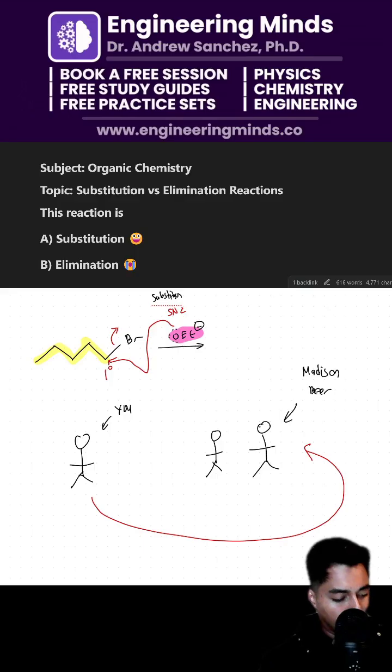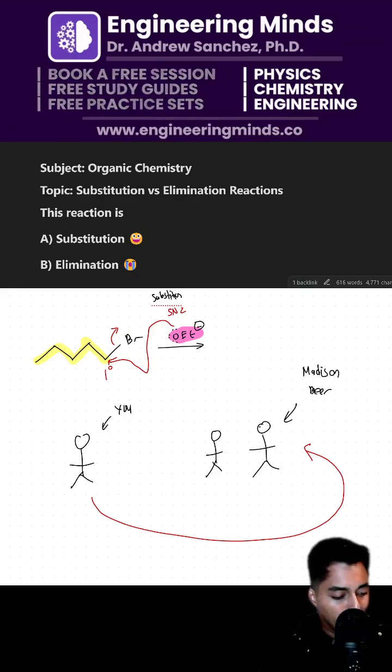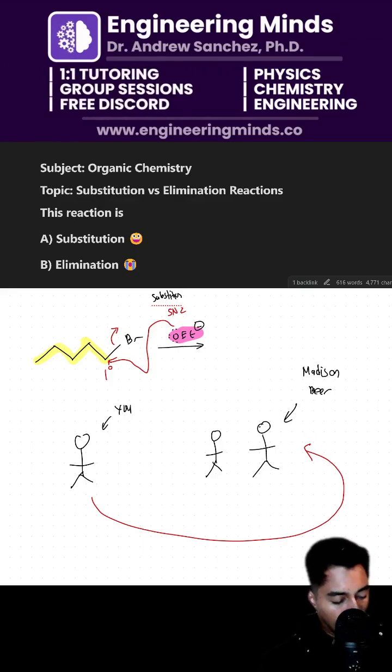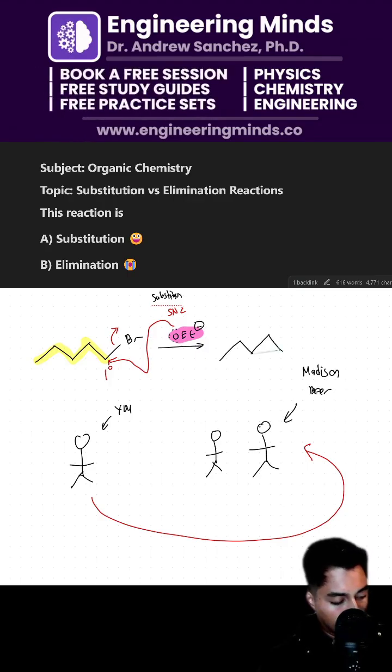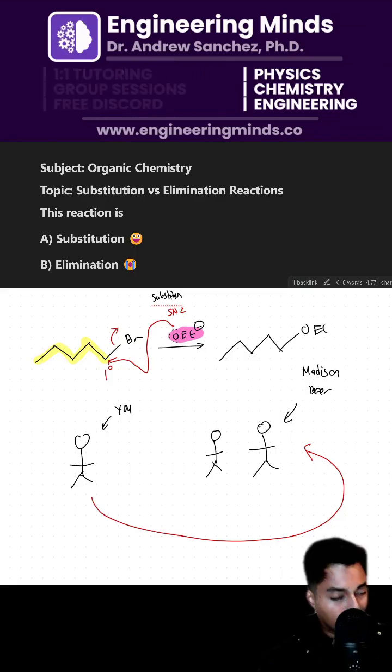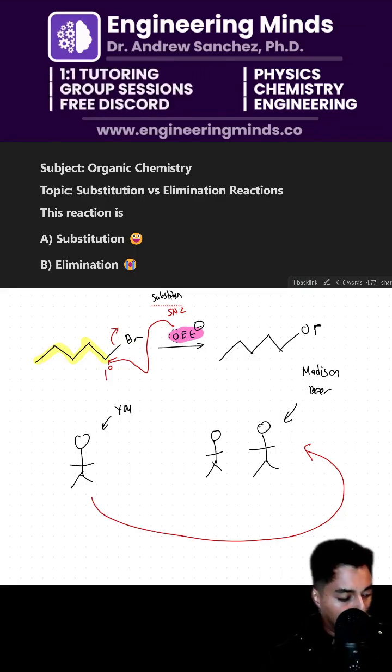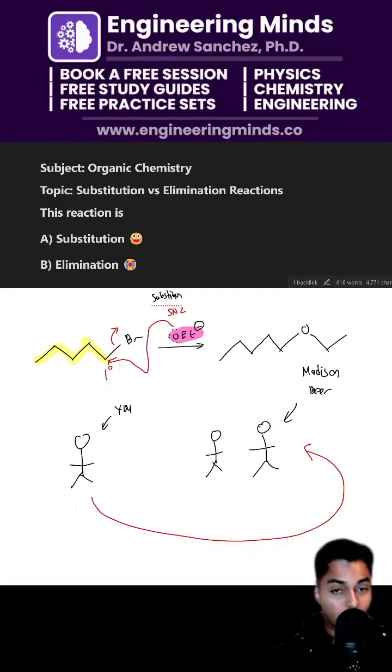So then the bodyguard is going to be gone, and then we're going to form our new product. We're going to have 1, 2, 3, 4, 5, 6, OET, just like that. So that's going to be our methyl ethyl, just like that. So the correct answer was SN2.